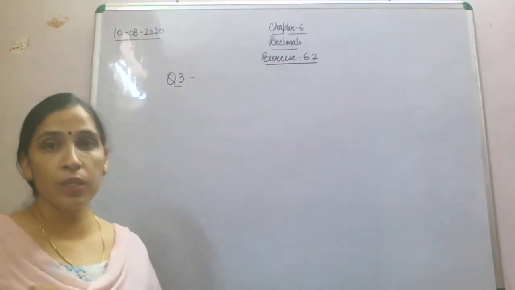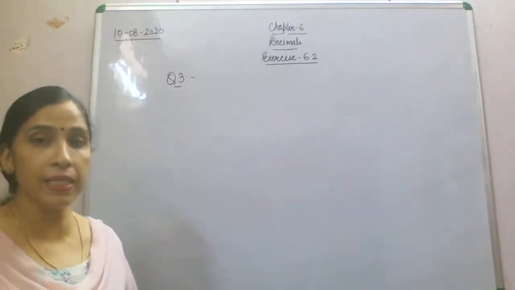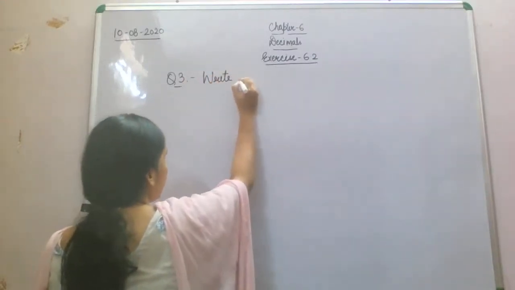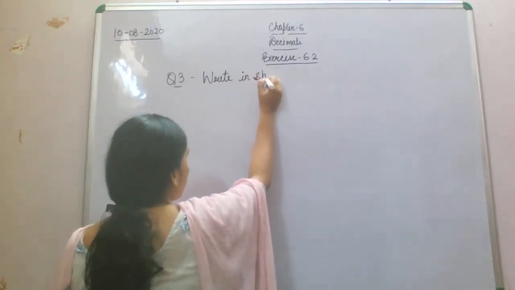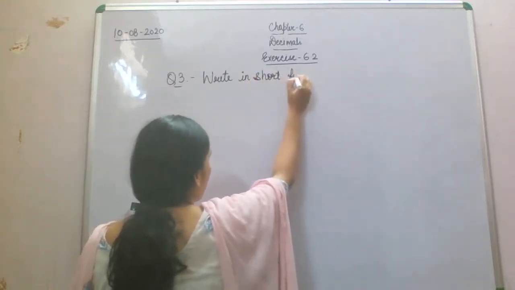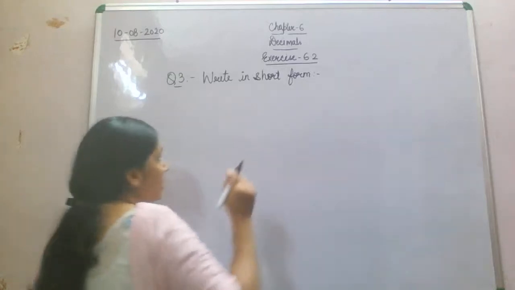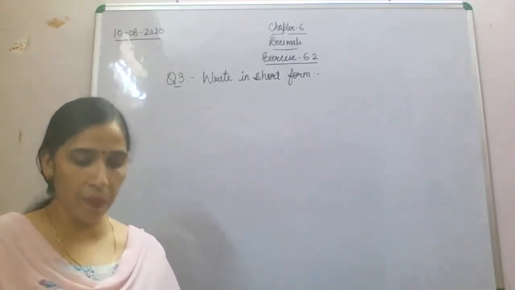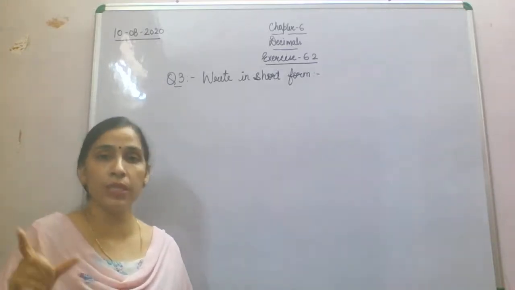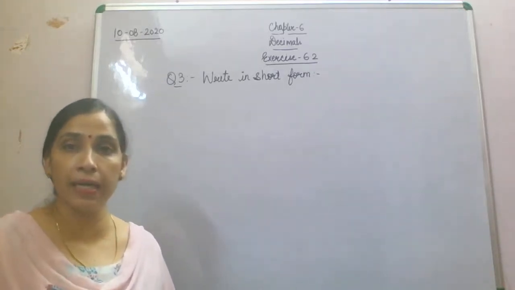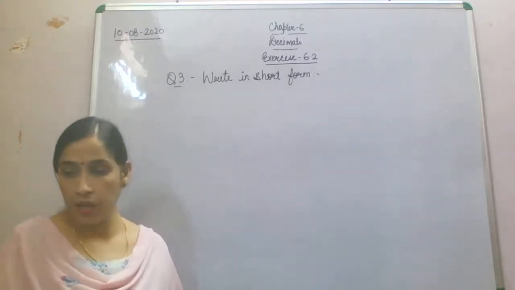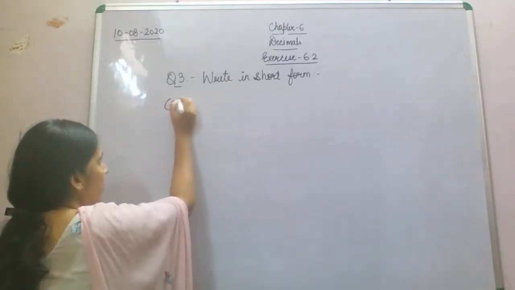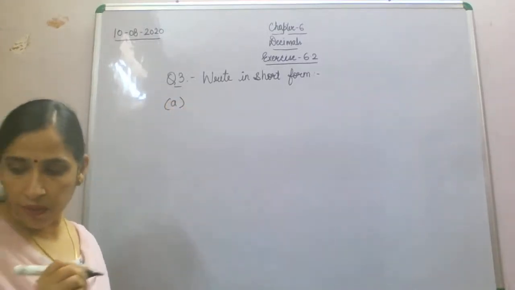So let's start with question number 3. What is that? Write in short form. Children, if you have a doubt about writing it in short form directly, you can make a place value chart, and using that chart you can write the number in decimal form. Short form is nothing but writing that expanded notation into decimal form. So let's start with the first one.